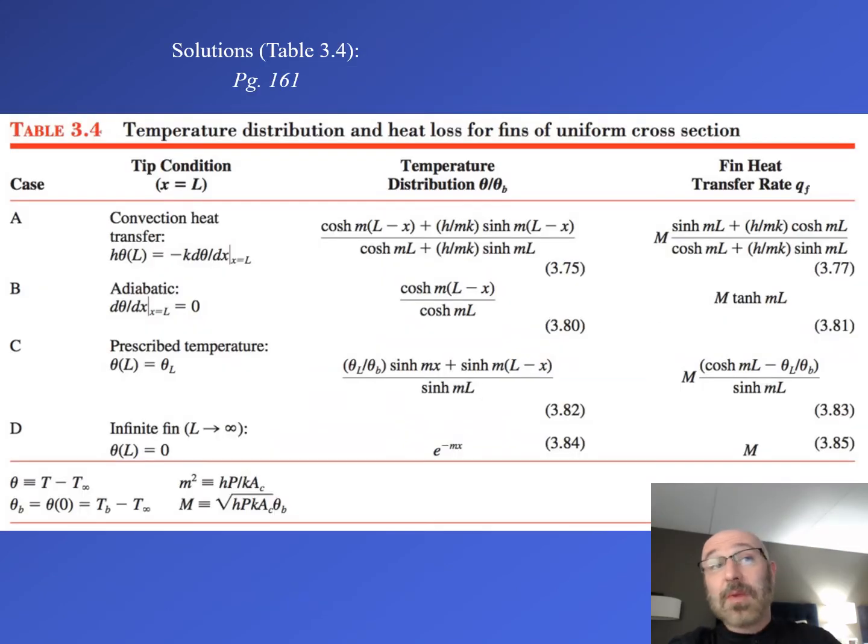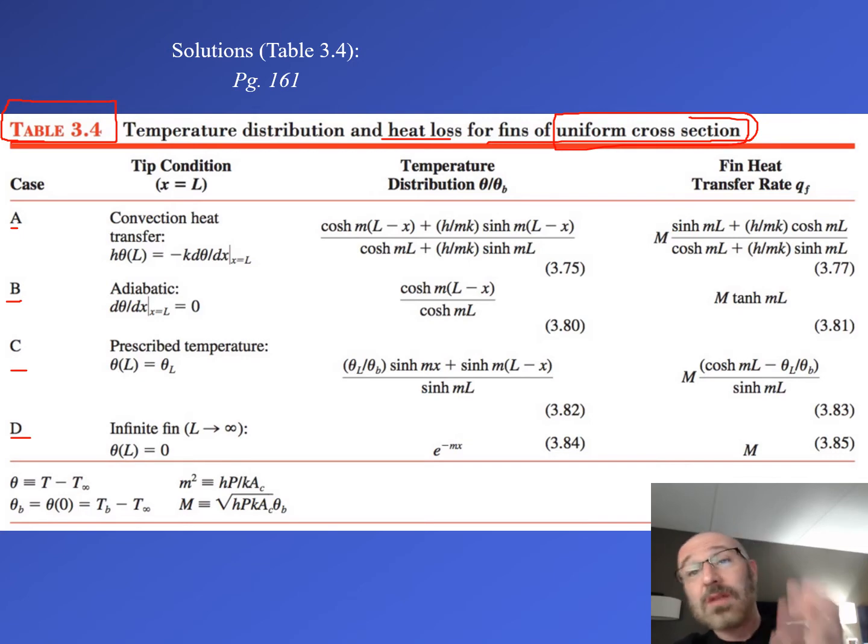Now I want to take a minute and talk about table 3.4 in our textbook. This is a great reference. I know some of these equations are getting pretty involved, and there are some big assumptions and special cases and a lot of different relationships that we've had to memorize. So this is a great place to go and check for those. We have those 4 different cases we just talked about, where we have convection heat transfer, adiabatic, prescribed temperature, and infinite fin. And this is all for temperature distribution and heat loss for fins of uniform cross-section. So we're just looking at this uniform cross-section in table 3.4.